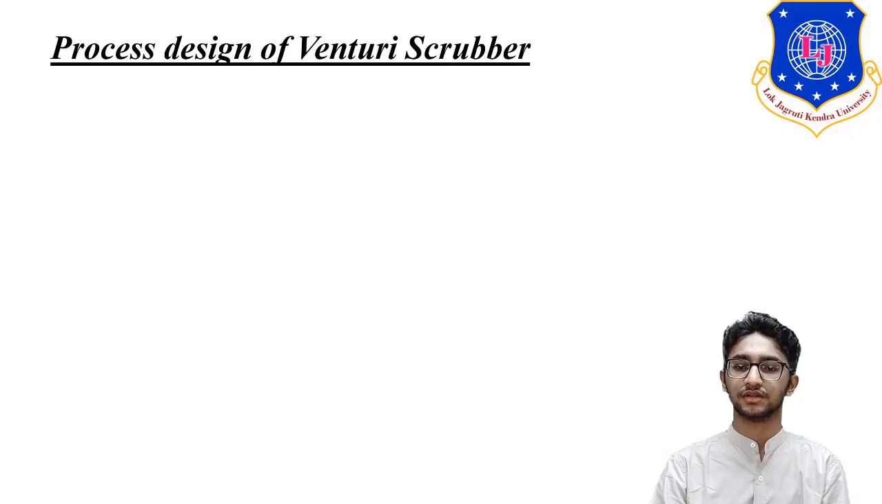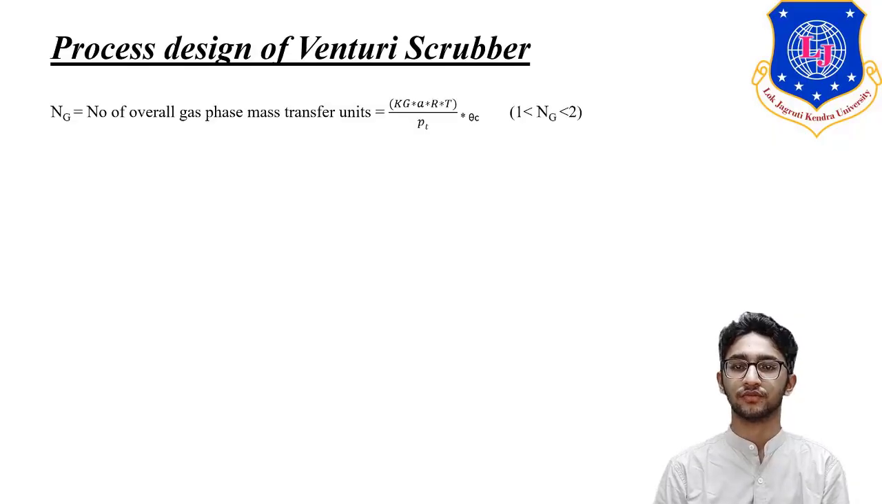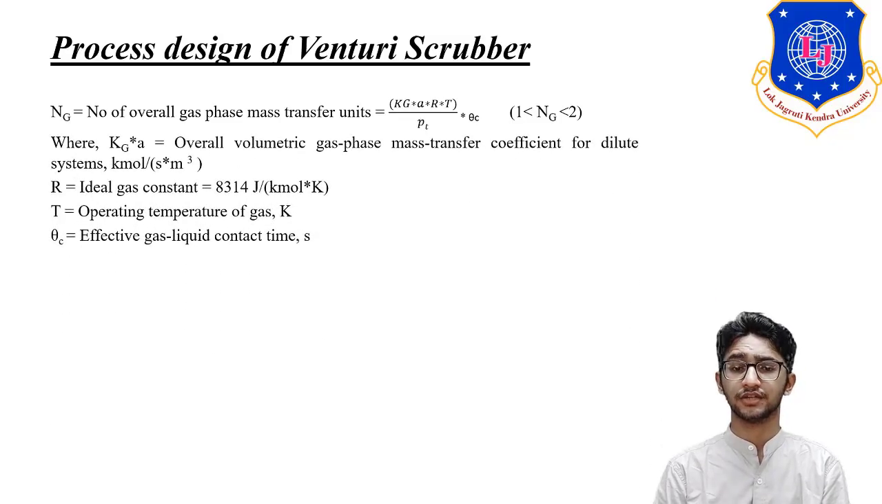So we can use the equation for the NG, the number of overall gas phase mass transfer units, as NG equals Kg A into RT upon PT into theta C. The terms used are Kg A, the overall volumetric gas phase mass transfer coefficient for a dilute system, R is the ideal gas constant, T is the operating temperature of the gas, theta C is the effective liquid gas contact time, and PT is the pressure. Now the number of overall gas phase mass transfer units for the Venturi scrubber should be between 1 to 2 for an efficient design.